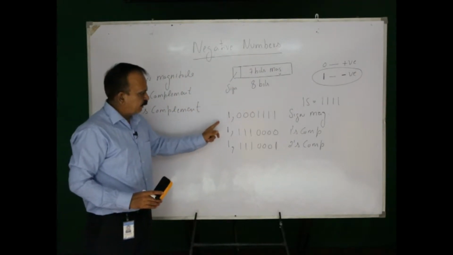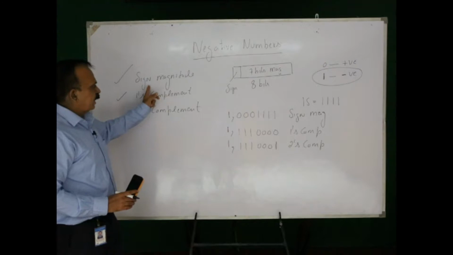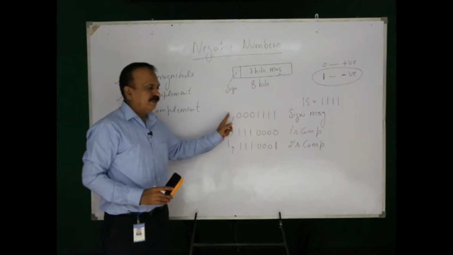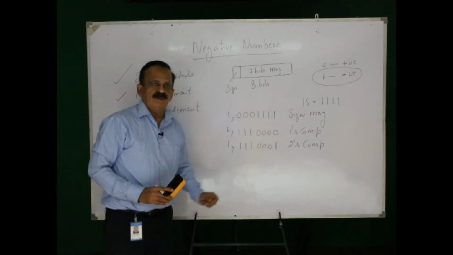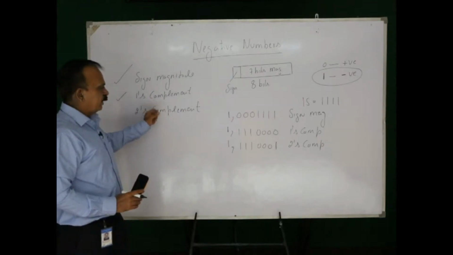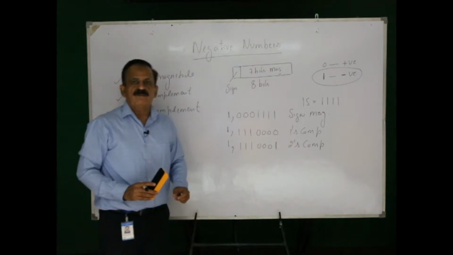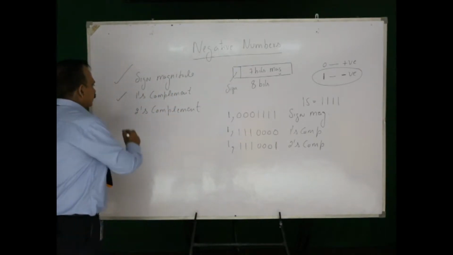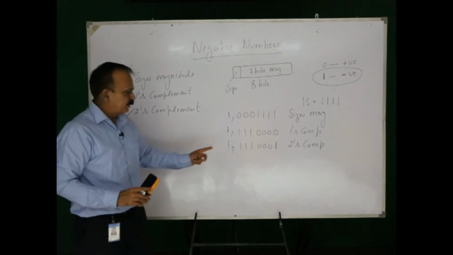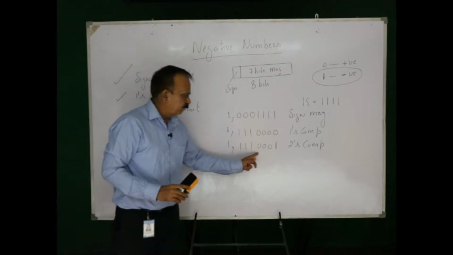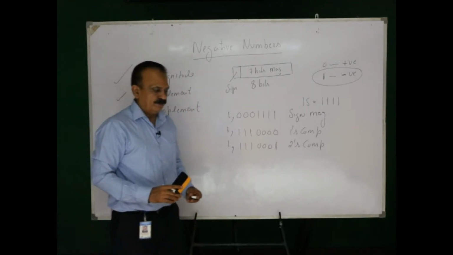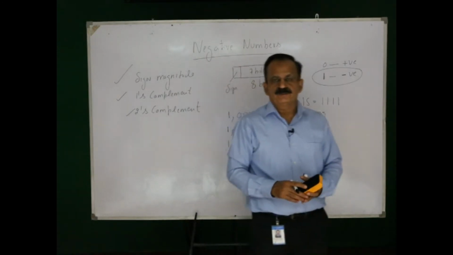Now these are the three representations. The first is sign magnitude: the first bit is sign, the remaining are the magnitude of the number. The second one is 1's complement: the first bit is sign, the other part is the 1's complement of the magnitude. And then it is 2's complement. That means the first bit is sign and the remaining is the 2's complement of the magnitude.